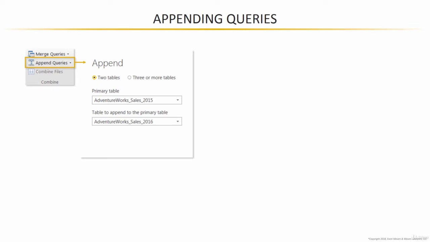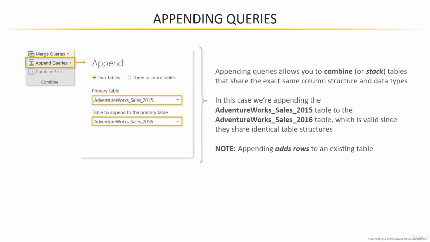Now, both merging and appending are similar in that they're adding information to an existing table, but they're different in that merging is adding columns and appending is stacking rows. So basically, appending queries allows you to combine or stack 2 tables, assuming they share the exact same column structure and data types. So keep that in mind, same structure, same data types.